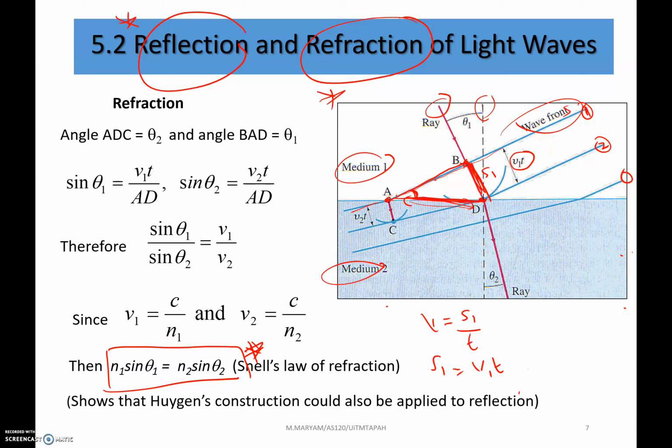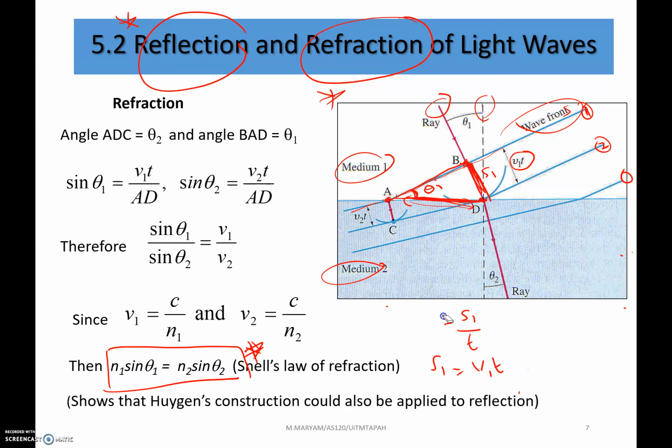And then why do I take AD? AD is taken because it is the interface between medium 1 and medium 2, also used by the ADC triangle. You want the same value so that we can cancel out any values that are given. So I will take this angle here. Let's say this is my first angle.